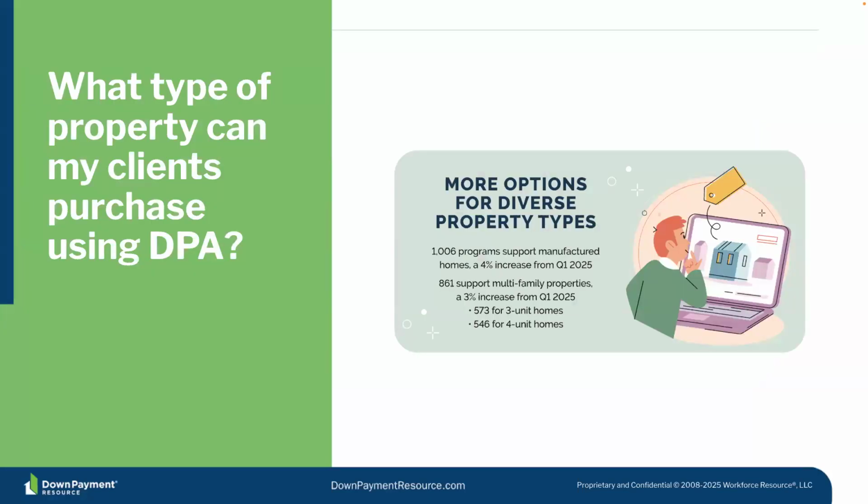We continue to report on assistance programs that expand inventory options for home buyers, which include support for manufactured housing and 2 to 4 unit properties. The caveat being so long as they are owner occupied. And just since last quarter, there's been a 4% increase in programs that allow for manufactured housing and a 3% increase in programs that support multifamily purchases.